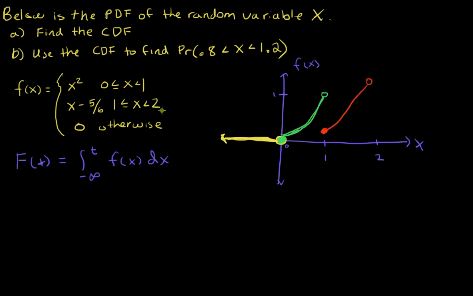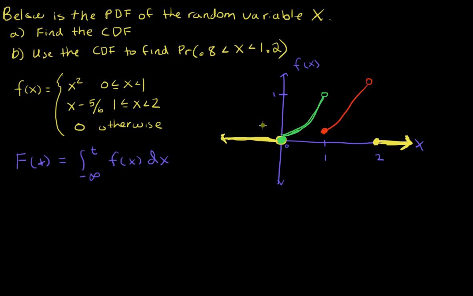There we go. All right, and then from 2 onwards, I'm going to use yellow again. From 2 onwards, I'm going to use a closed circle because I haven't covered 2 yet, so 2 has got to be covered down here. Onwards, it's going to be 0 again. Okay, so I want to find the CDF, which means I want to find the area under this f of x, no matter what value of x you give me. So you give me a value of x, I tell you the area under the curve. Later, I'm going to use that to find the area between 0.8 and 1.2.